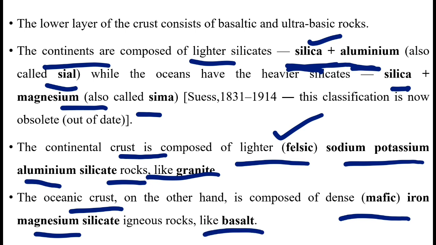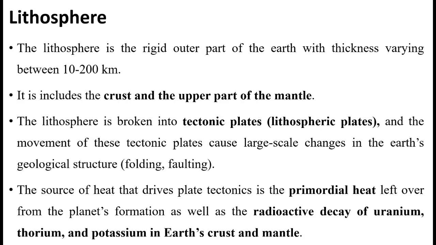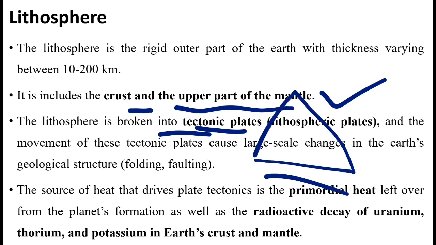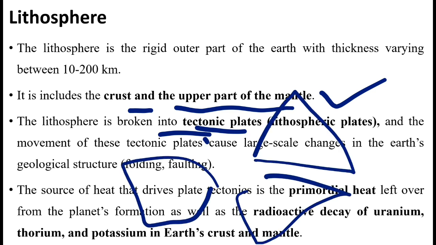igneous rocks like basalt. Then the lithosphere: it is the rigid outer part of the earth with thickness varying between 10 to 200 kilometers. It includes the crust, that means the outer layer, and the upper part of the mantle. The lithosphere is broken into tectonic plates. It consists of many tectonic plates like this.